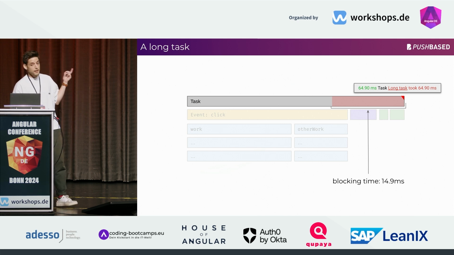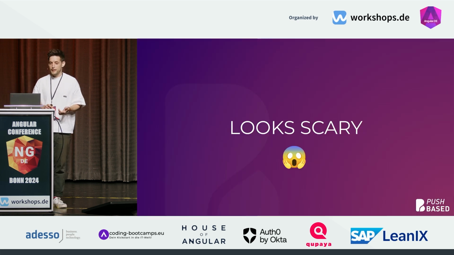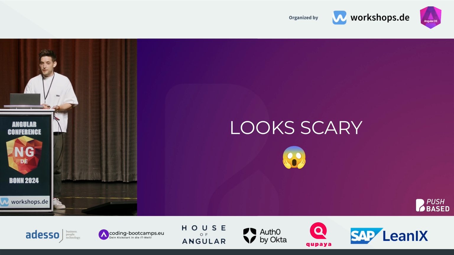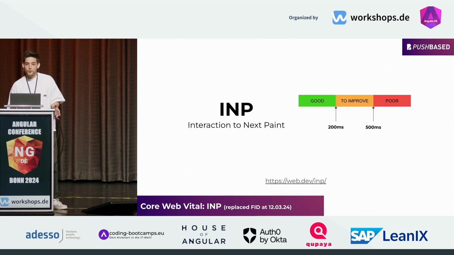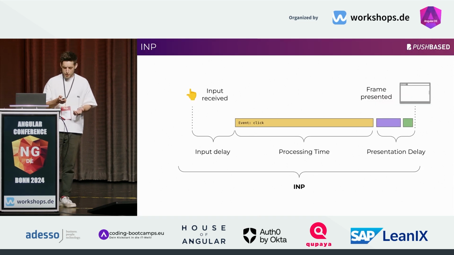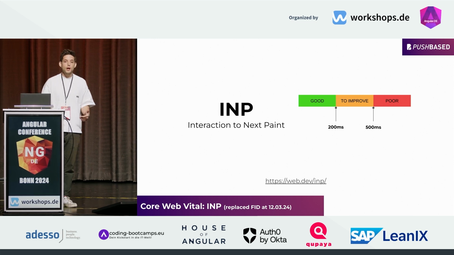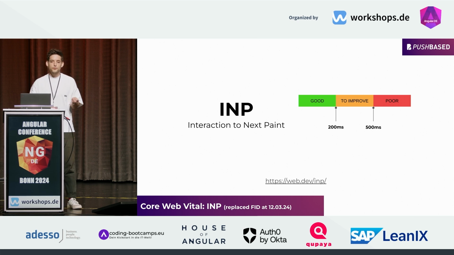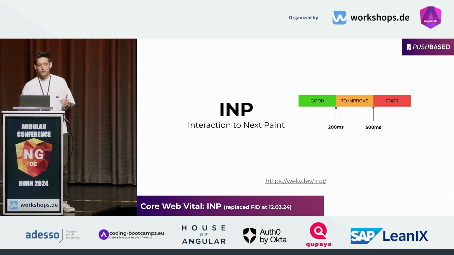In this example, we have a click event listener that took 64 milliseconds to get executed, and our blocking time then is 14.9 milliseconds, because this is how much we exceeded the threshold of 50 milliseconds. I told you before, it's dangerous, and it looks scary, but why should you care at all? Because there's this wonderful new metric introduced this year in March, which replaced FID, and now it's INP. It tells you how snappy your app is responding to users' inputs. Of course, you want to have this green, because otherwise you will lose users and actual money, and that's not what you want.